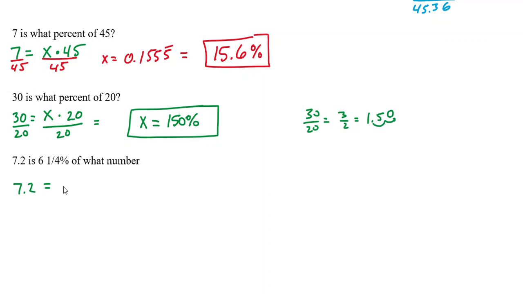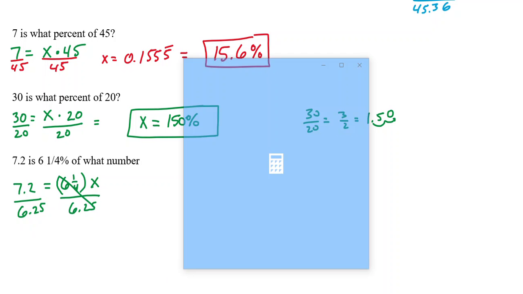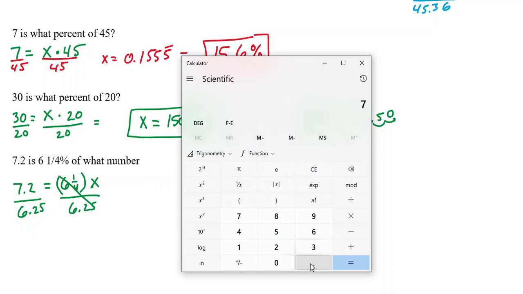Okay, 7.2 is 6 1/4 times of what number? Now, it might be more useful to change that 6 1/4 to 6.25, so that when I do my division, I'm doing 7.2 divided by 6.25, and that will get everything into decimals. And then I can do long division, or I could just pull up the calculator. 7.2 divided by 6.25. And I get 1.152.